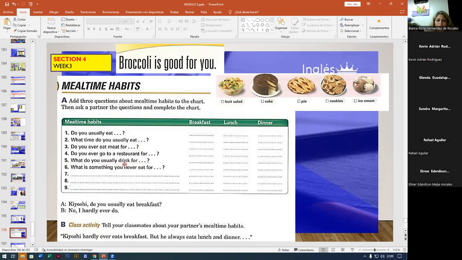Lunch, me pregunto. Remember, drink liquids, right? For lunch. Drink for lunch. Not eat. Drink. Liquids. De beber. What do you usually drink? Soda, juice, water. Coca-Cola.